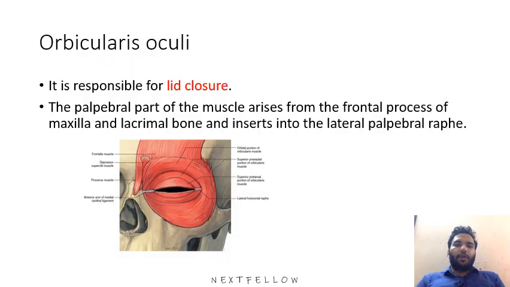Then there is the orbicularis oculi. It's responsible for lid closure. The palpebral part of the muscle arises from the frontal process of the maxilla and the lacrimal bone, and inserts into the lateral palpebral raphe. As you can see here, the lateral palpebral raphe is on the lateral side, and that's where the insertion happens. This is supplied by the seventh nerve. So lid closure by the orbicularis oculi is supplied by the seventh nerve, whereas lid elevation by the levator palpebrae superioris is supplied by the third nerve.